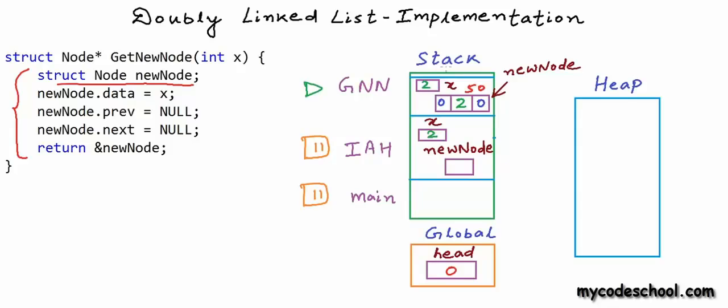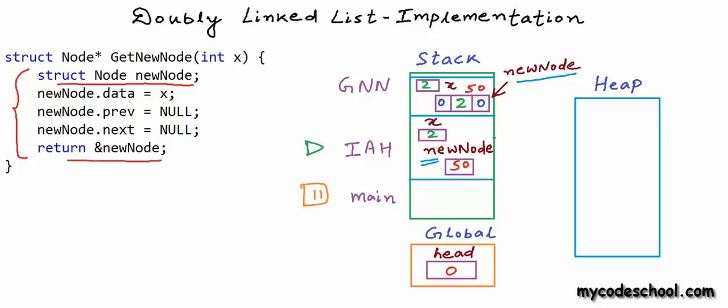Let's say this new node that we have in the stack frame of get new node has address 50. With this return, when get new node finishes, the value in this new node of insert at head will be 50. Please note that with this code, this new node in get new node function is of type struct node, while this new node in insert at head is of type pointer to struct node. So they are different types.